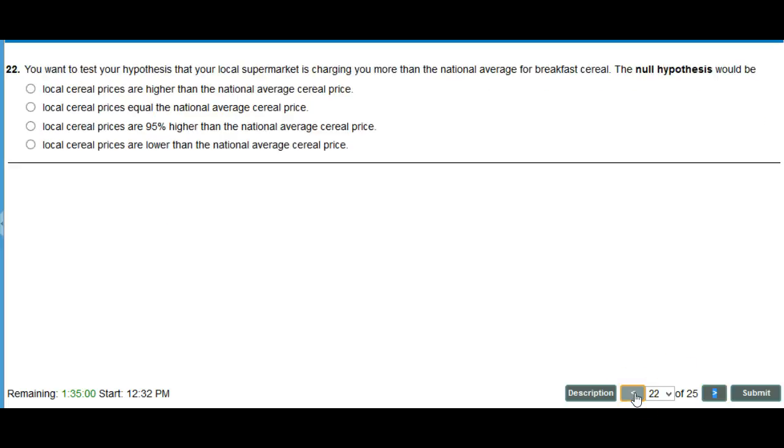Question 22. You want to test your hypothesis that your local supermarket is charging you more than the national average for breakfast cereal. The null hypothesis would be local cereal prices are higher than the national average cereal price. Local cereal prices equal the national average cereal price. Local cereal prices are 95% higher than the national average cereal price. Local cereal prices are lower than the national average cereal price.